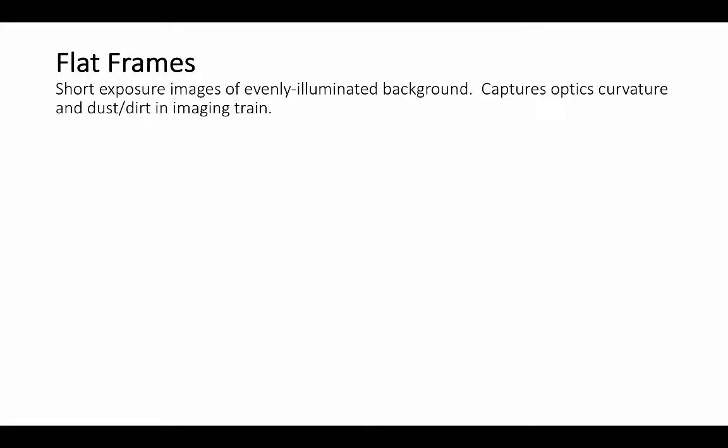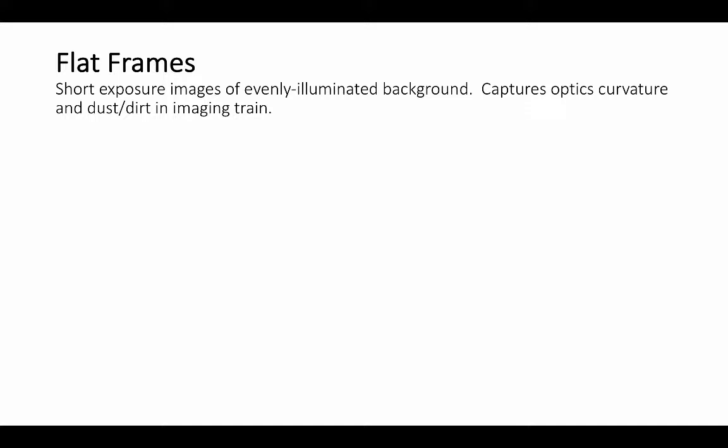Now, the flat frames, these are kind of the interesting ones. These are short exposure images of an evenly illuminated background. Basically, an evenly illuminated background is kind of a screen, and in fact, a lot of people use a laptop screen of just blank white or gray to shoot their flat frames. It captures the curvature of your optics, also known as vignetting. If you're a photographer, you know what vignetting is. I'll show you that. It captures the curvature of the optics, and it also captures dust and dirt or anything else that might be in the imaging train.